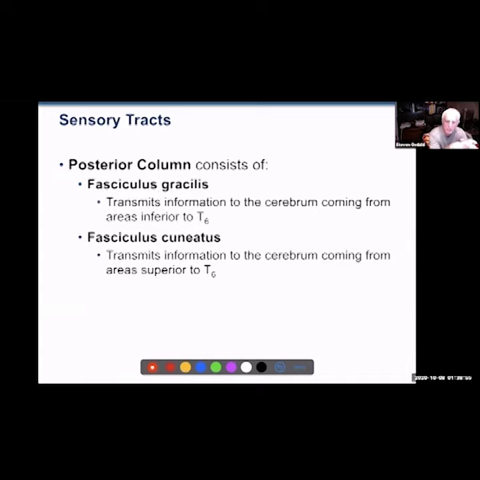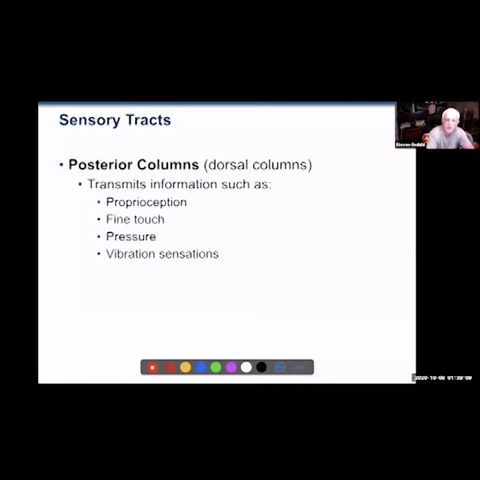Below it, it's the fasciculus gracilis. Above it is the fasciculus cuneatus that transmits the information. Remember, these are sensory. These are afferent columns. The posterior columns transmit proprioception, fine touch, pressure, and vibration sensations. Those sensations are transmitted through the posterior columns into the cerebrum.